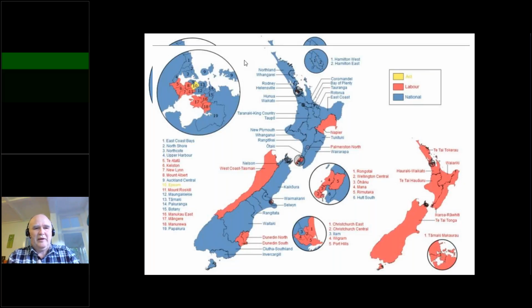Some people have argued that's why a lot of immigration was allowed from Asia for 10 years, because it was in effect a border gerrymander. But that's, you can debate that one until the cows come home. So that's New Zealand. Those are the local electorates.